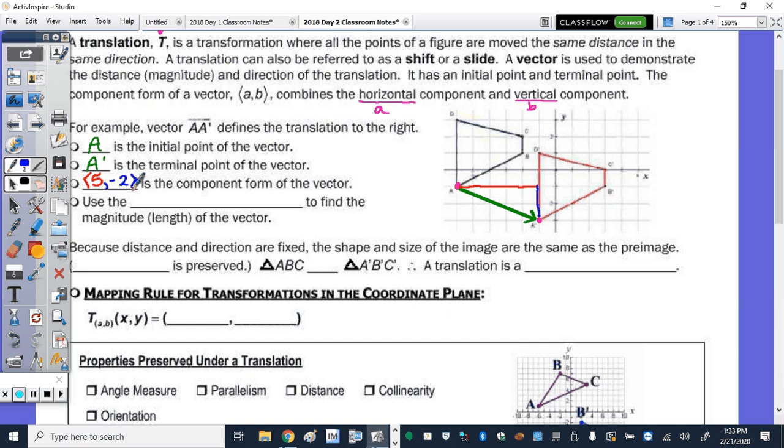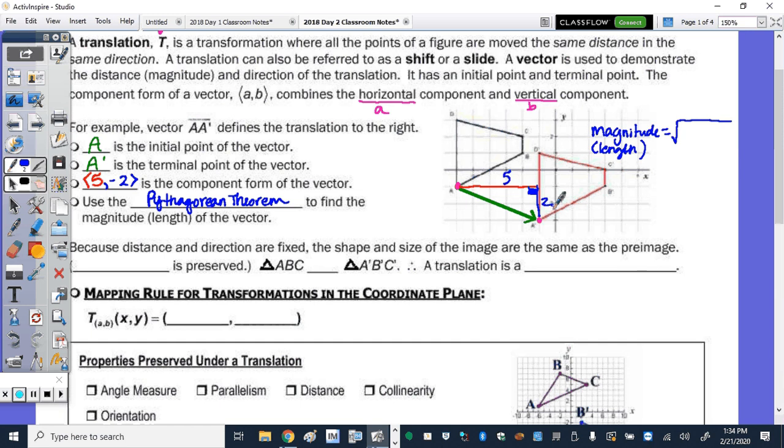So because this is in the shape now of a right triangle, we can use the Pythagorean theorem to find the magnitude or the length of that vector. So let's do that off to the right. So the magnitude or length, we can do, instead of doing a squared plus b squared equals c squared, we can set it up in terms of the c. Again, this was 5 and 2.